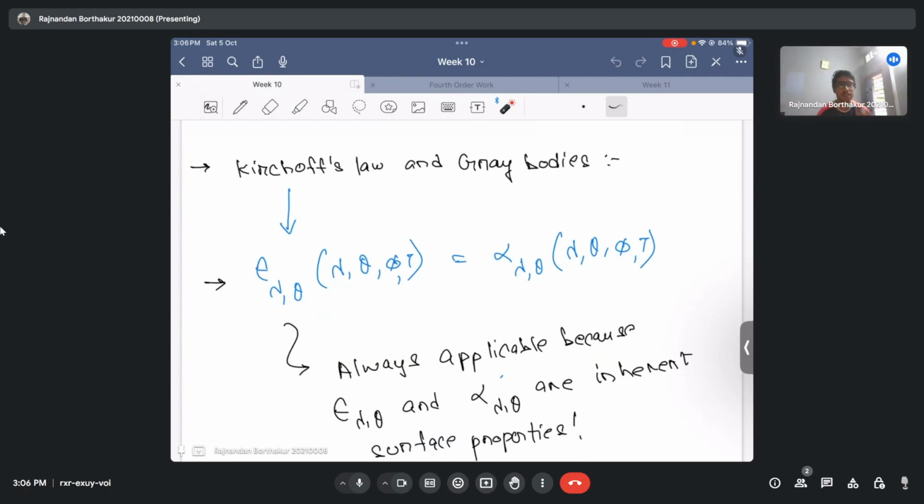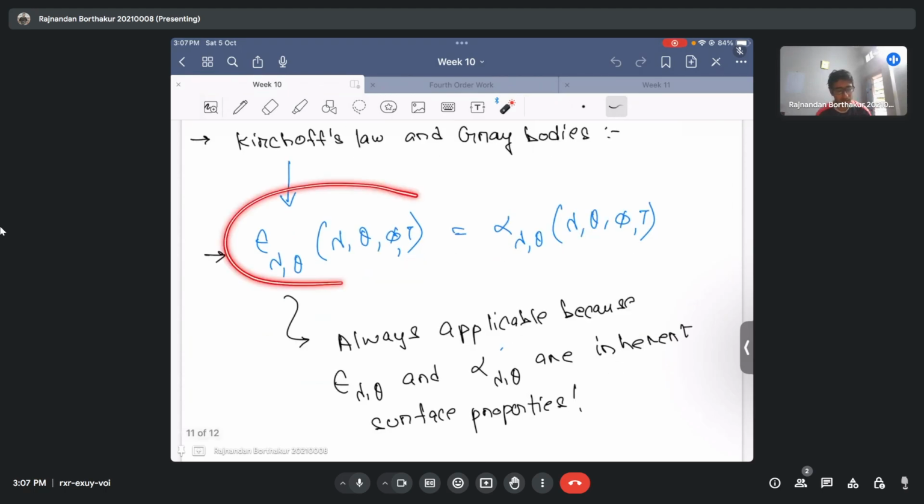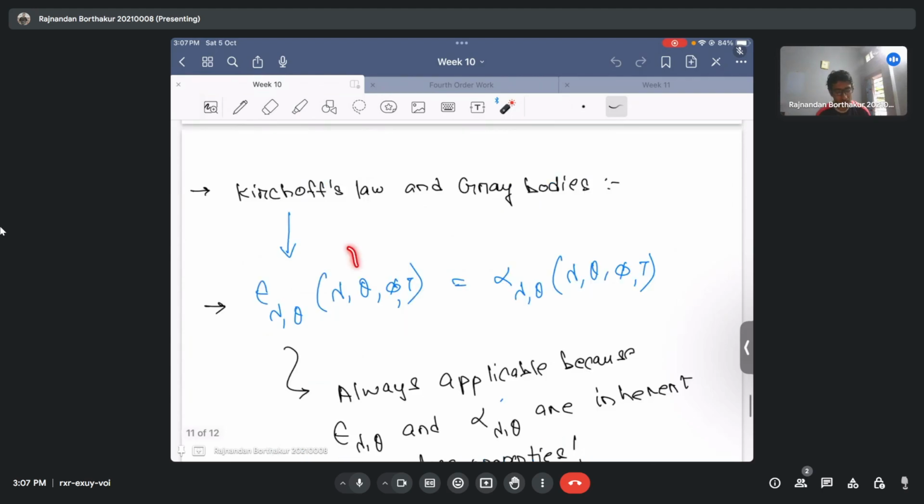We ended our discussion with something which is known as Kirchhoff's law and gray bodies, and we formally defined what Kirchhoff's law actually is, and what it basically states. And we saw that this form of Kirchhoff's law says that your spectral directional emissivity is equal to the spectral directional absorptivity, and this forms the very basic statement of Kirchhoff's law.